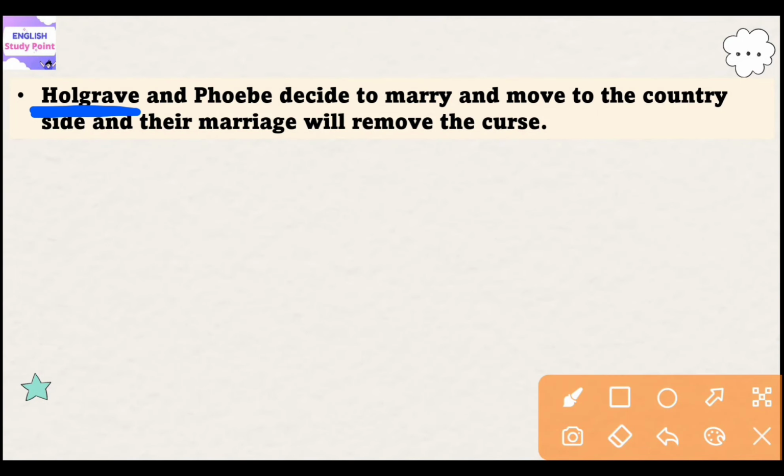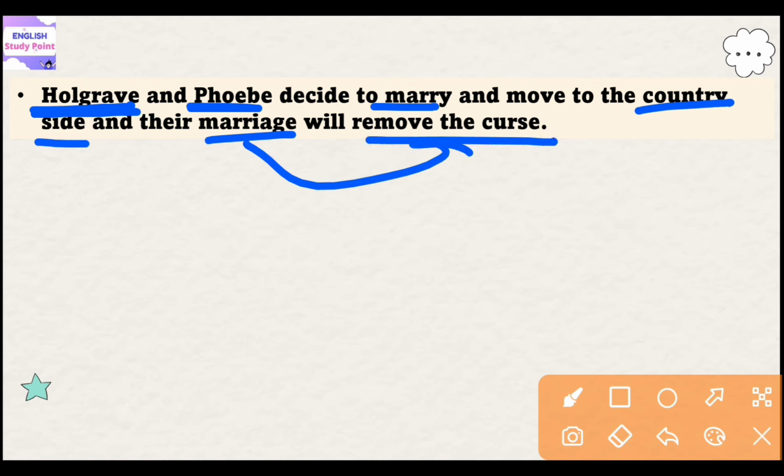At last, these two characters, Holgrave and Phoebe, decide to marry and move to the countryside, and their marriage will remove the curse which was imposed a few years ago by Wizard Maule before his death on the Pynchon family. Here the curse was removed, and here the story ends.